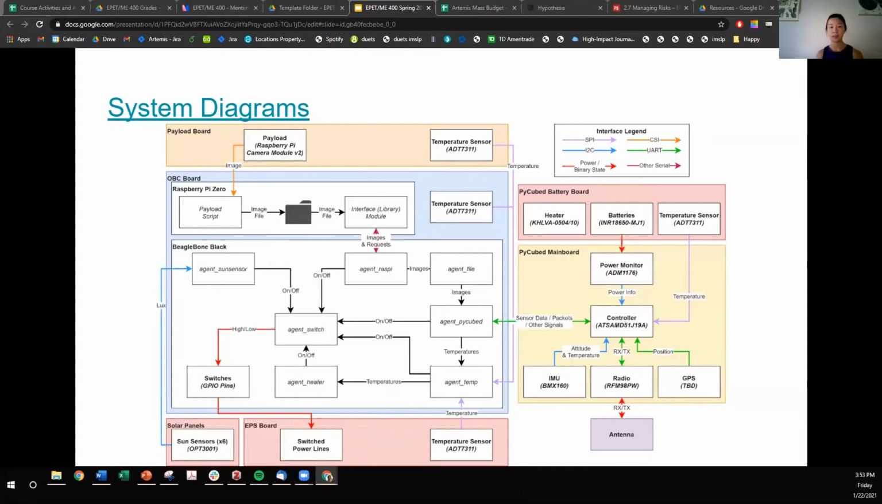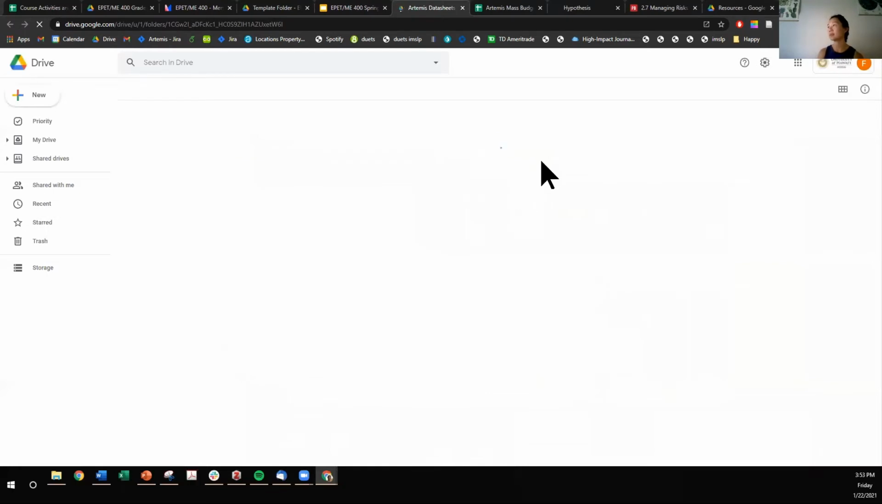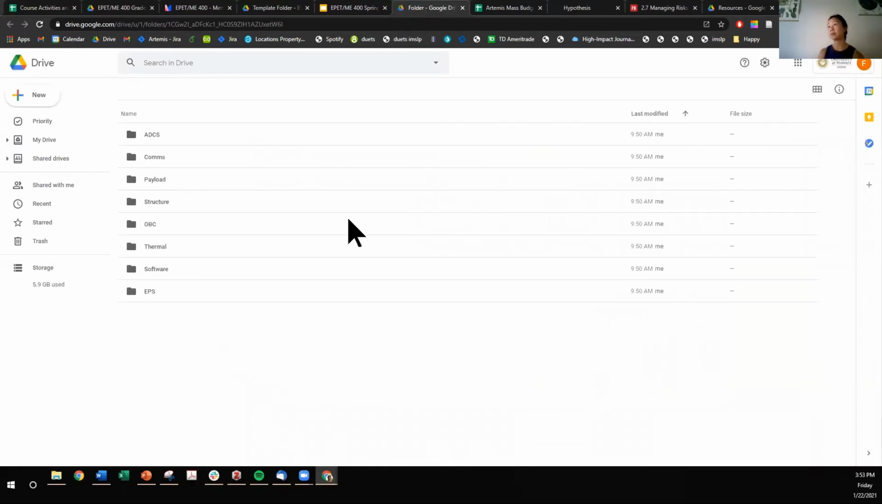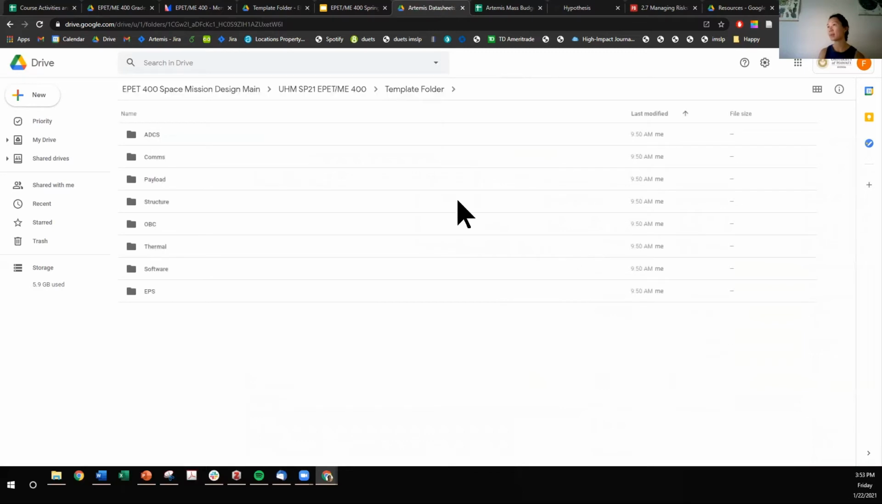Okay, so let's go back. Data sheets. I added a lot more documents into the template folder. You can navigate to this folder. But let's just look inside.